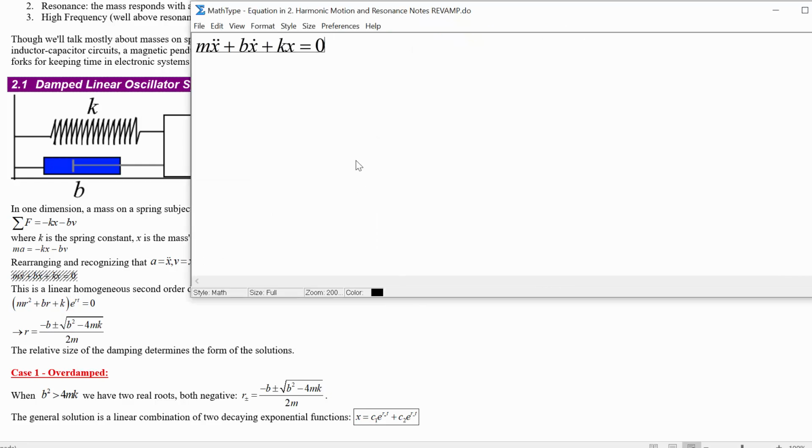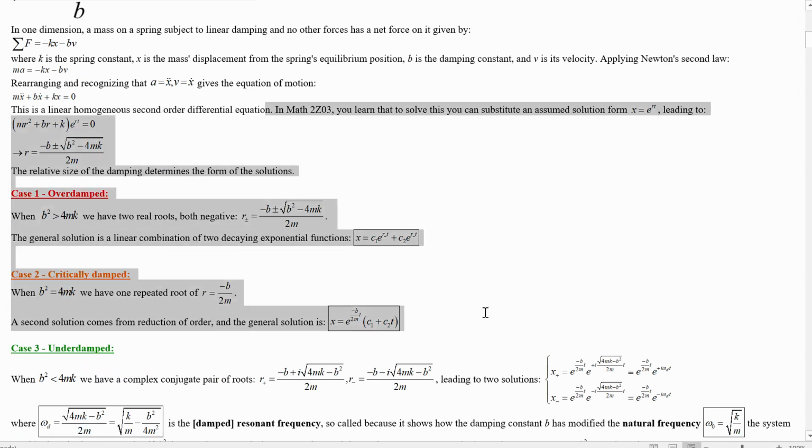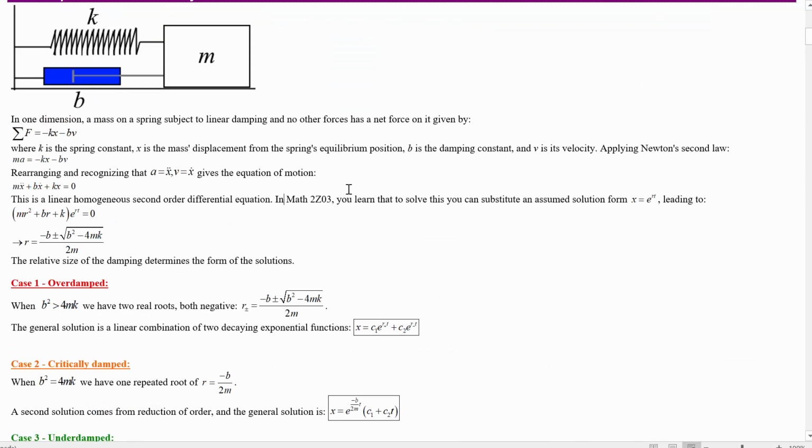So what we're going to be doing is going over how the solution to this differential equation works analytically. This is using material from Math 2Z03. I'll take some time and actually derive this, which might help you out with that math course, or could be a review if you've already done that.